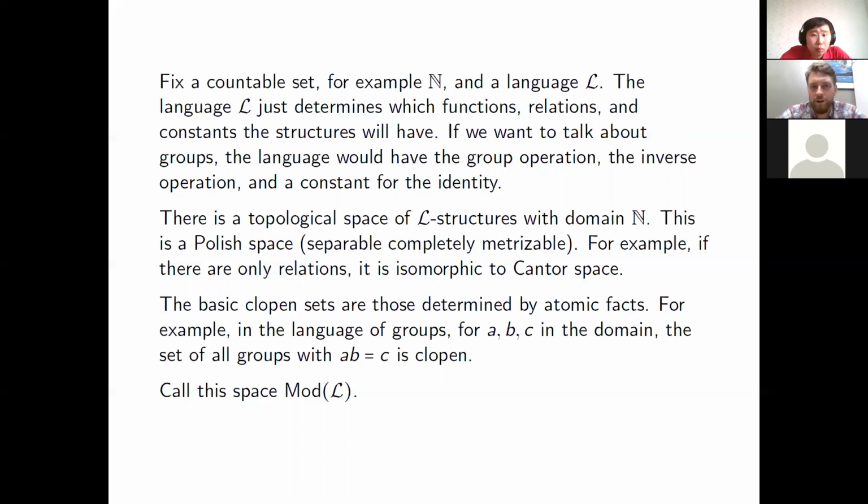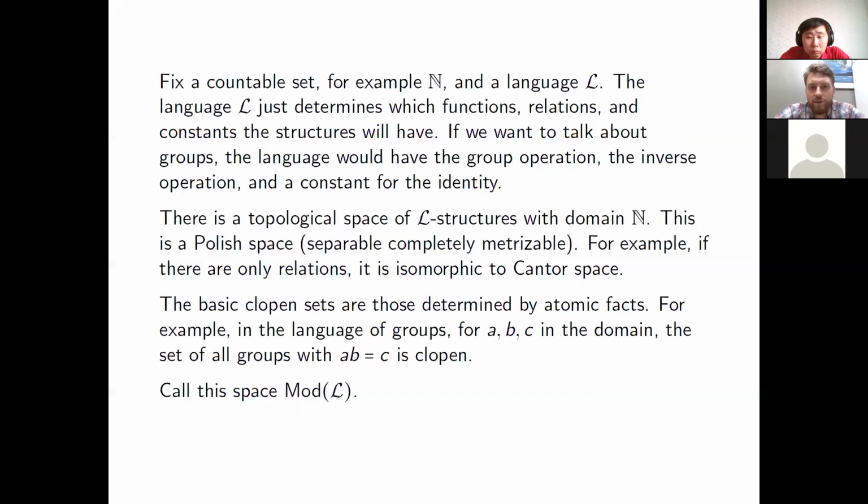So if I want to talk about groups, then I'm going to have a group operation, I'm going to have the inverse operation, and maybe a constant for the identity, right? So that's my language, the language of groups: the group operation, the inverse, the identity. If I wanted to talk about fields, then I'd have an addition and a multiplication operator. If I wanted to talk about graphs, then I would have an adjacency relation, right? So the language is just what are the things that the objects I'm talking about have? What kinds of functions do they have?